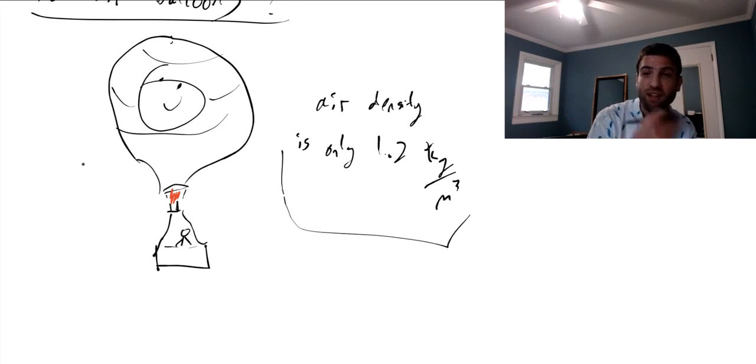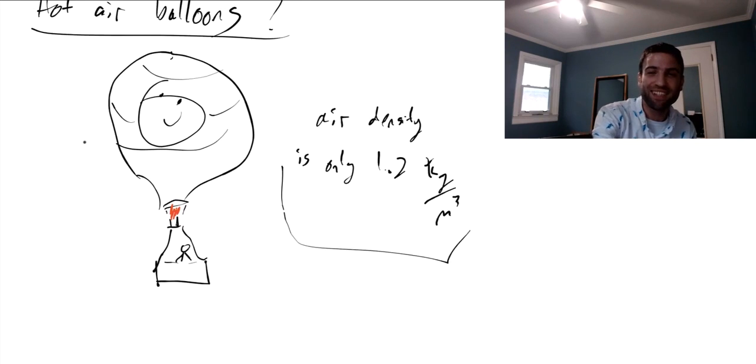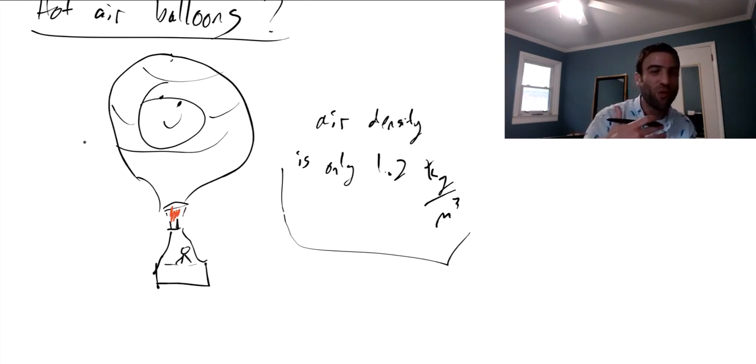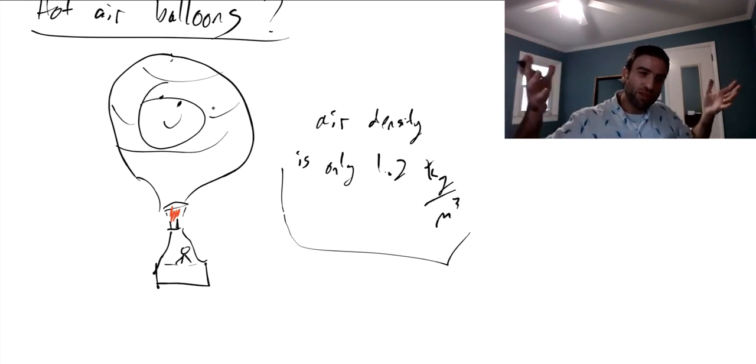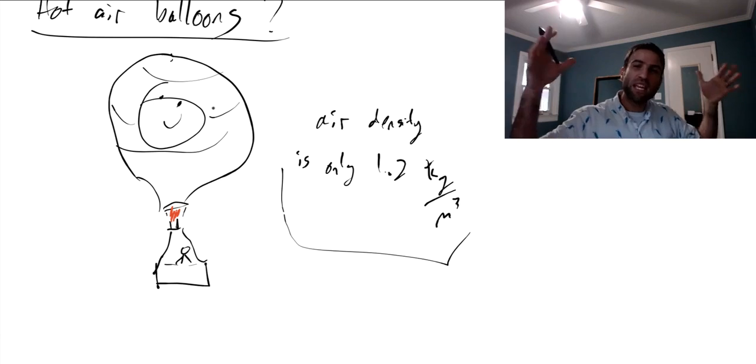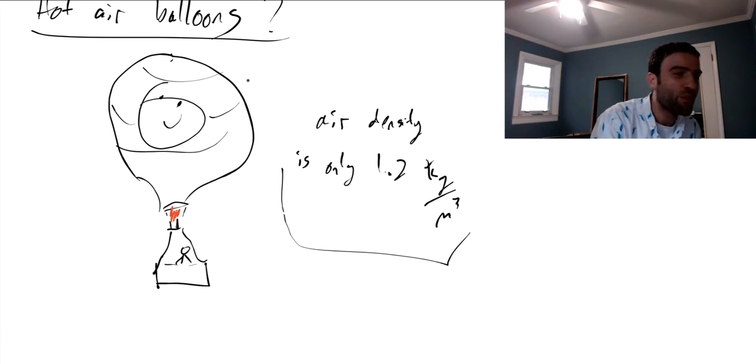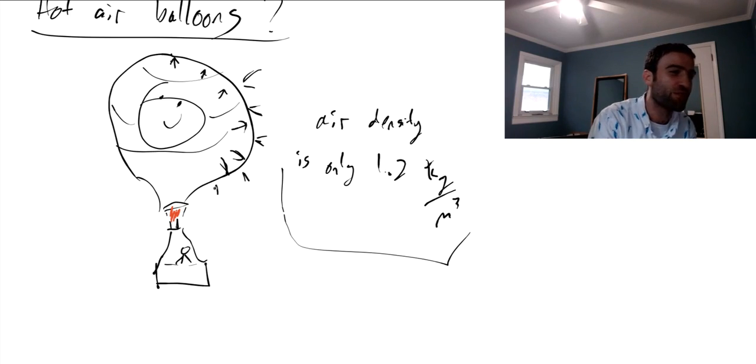So what we need to do first is to make sure the balloon of the hot air balloon stays inflated. And in order to do that, we need to make sure that there's as much pressure acting from the inside of the balloon, pushing the envelope of the balloon out, as there is pressure pushing the envelope of the balloon in, just due to the outside air.